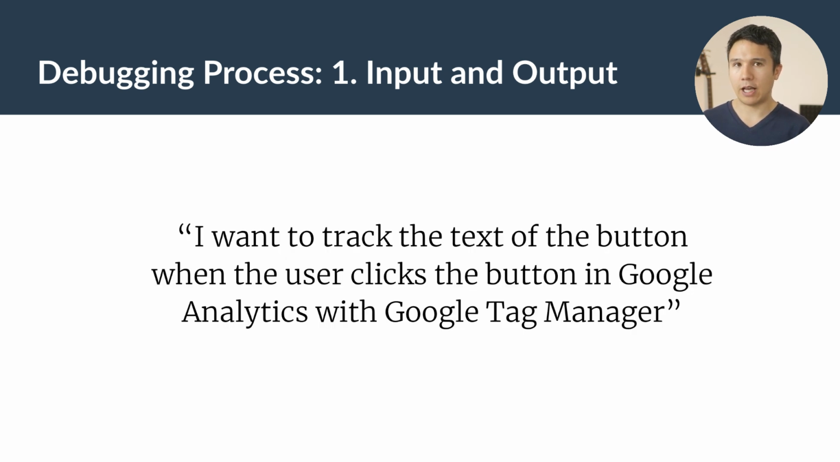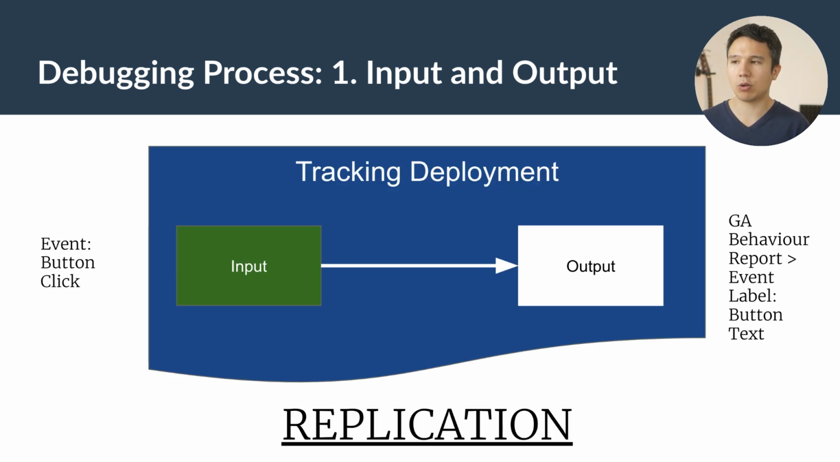So for example, if the sentence is, I want to track the text of the button when the user clicks the button in Google Analytics with Google Tag Manager. This is not very specific, but at the same time, we can take out the right inputs and the outputs and say, okay, the event that we want to fire to Google Analytics, the input is the button click. And in the end, we want to go into our Google Analytics behavior reports and look for an event with an event label where the button text appears.